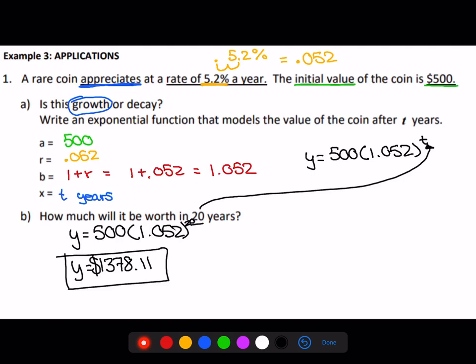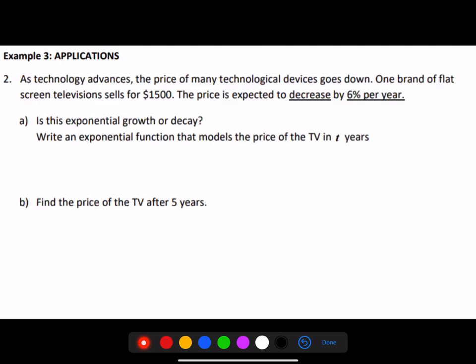All right, moving on to our next example. Example 3. As technology advances, the price of many technological devices goes down in price. One brand of flat-screen television sells for $1,500. The price is expected to decrease by 6% per year. Is this growth or decay?